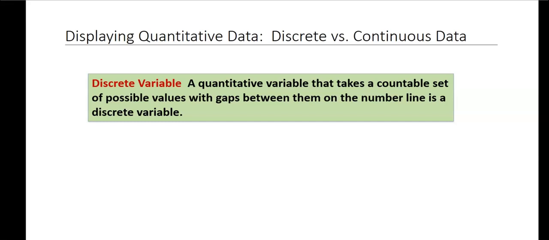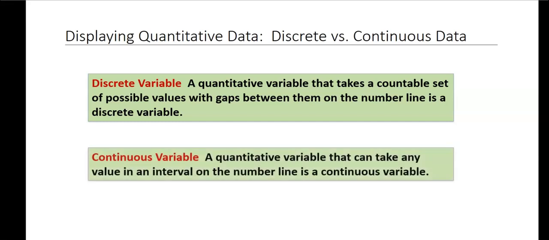So discrete, it's actually a term you learn in calculus. If you've ever taken calculus, it might make more sense. You go, oh yeah, discrete variable, countable, has gaps in between. Continuous has no gaps. Right, this can take on any value in between the numbers there.